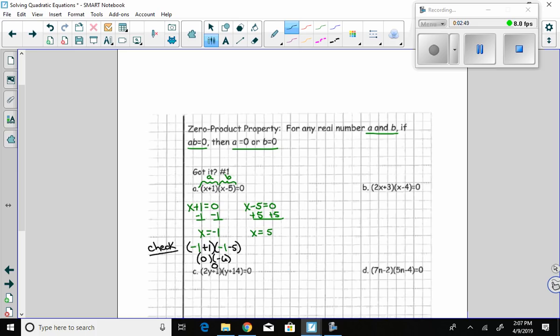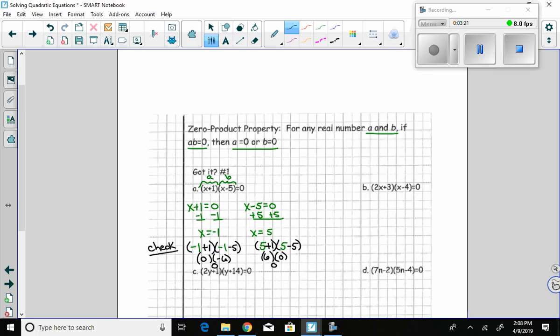Sure enough, it worked. What if I plug the 5 in? Maybe it doesn't work there. So I plug in the 5. And so I go, all right, 5 plus 1 times 5 minus 5. So here I have 6 times 0, and 6 times 0 is 0. So sure enough, it worked for both of them. Both of these factors that I found, or my answers, my solutions, work. So let's keep going, okay?